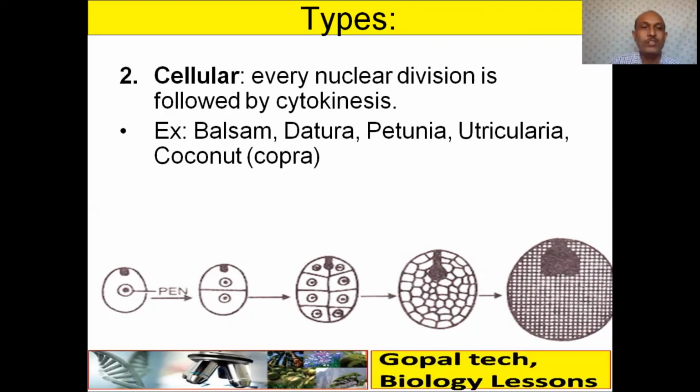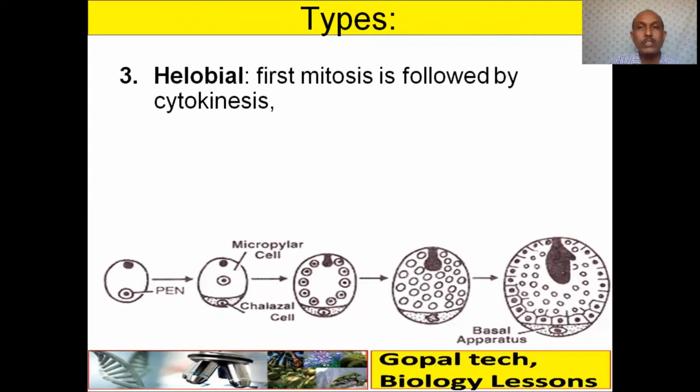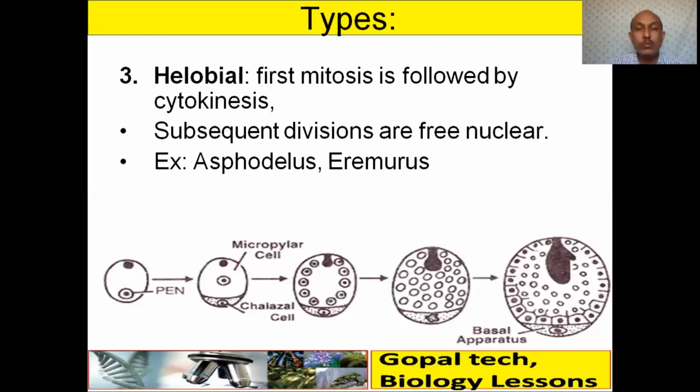Okay. Now the third category है that is helobial. First mitosis followed by cytokinesis. Now यहाँ पे देख सकते हैं subsequent divisions are free nuclear. One nucleus is there, PEN, it will divide. Okay, then there is a cell wall formation first. Then only the nuclear division takes place, and then slowly from here the cell wall formation takes place. So helobial, half. Okay. You can best see in Asphodelus and Eremurus.